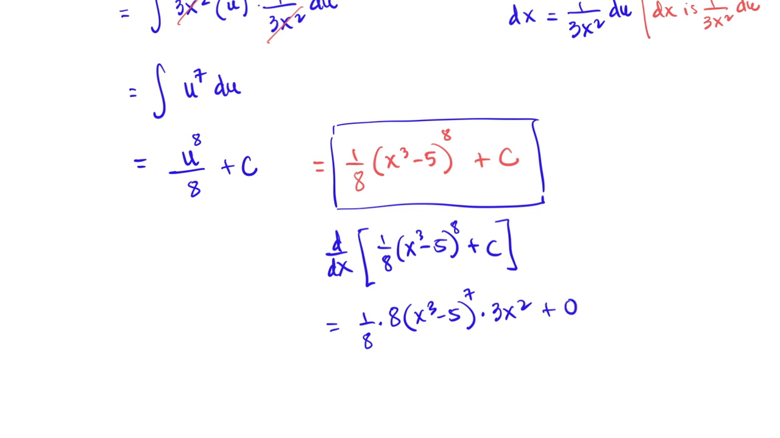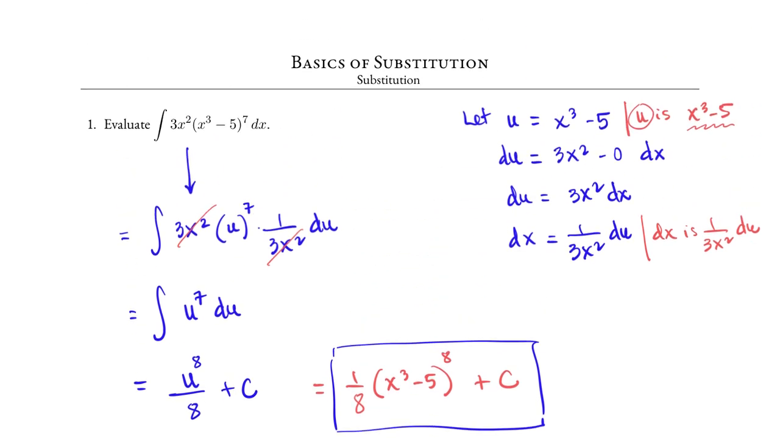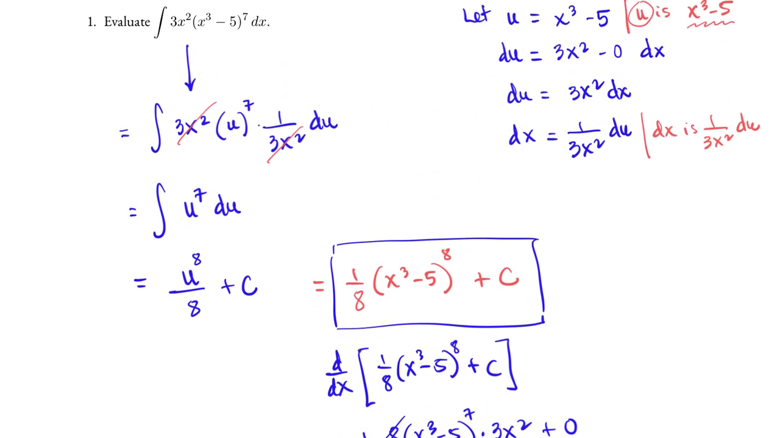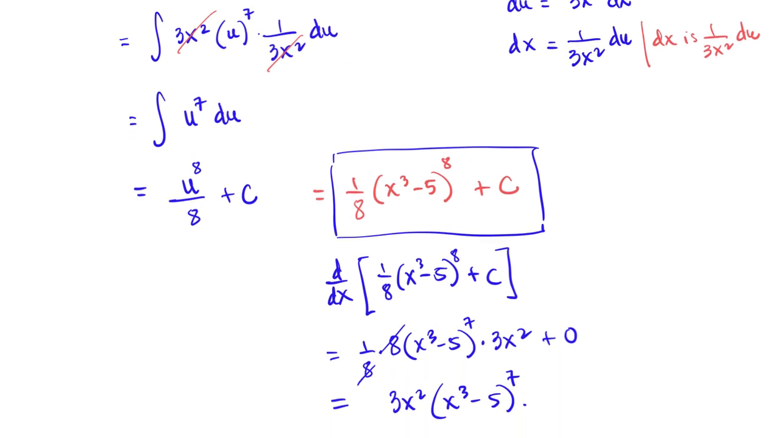The derivative of c is 0. 8 divided by 8 cancels out. We're left with the 3x squared factor, and then x cubed minus 5 raised to the 7th power. And this is precisely the expression inside the integral, the integrand. What that means is that we obtained the correct answer.